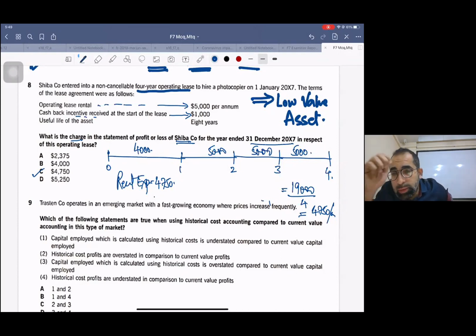This is something non-routine for you guys. As per my research, yes, you can do it like this as well. One guy told me just 1000 divided by 4, which is your 250 incentive, and each year 5000 minus 250 will give you 4750. Your wish. There are different methods. Did you understand this?